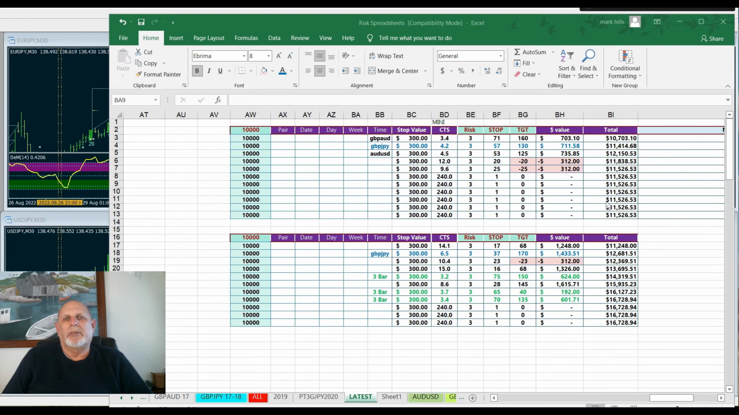Probably the thing that does stand out most to me is the pound yen. These are the same trade. So with the PT3, it worked out at 711. With the PT2 was 1433. So where you get the same trade using both tools, the PT2, because we're getting in closer to the turn, is going to give you a better entry point.